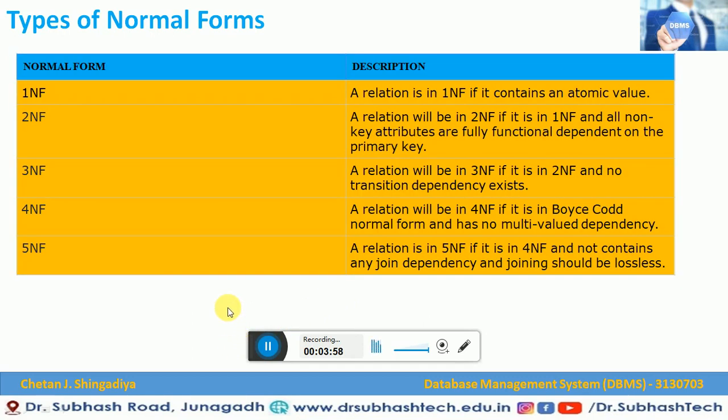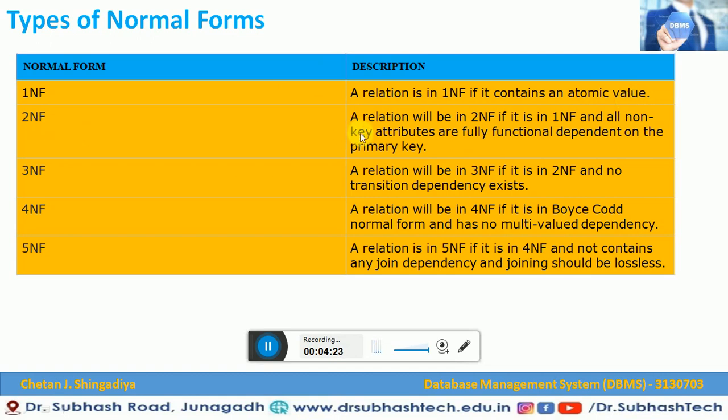Now let us see the description of each normal form in brief. What is first normal form? A relation is in first normal form if it contains atomic values. Now we know what an atomic value is: that particular column, that particular attribute, should contain single valued attributes. Then we can call it first normal form.